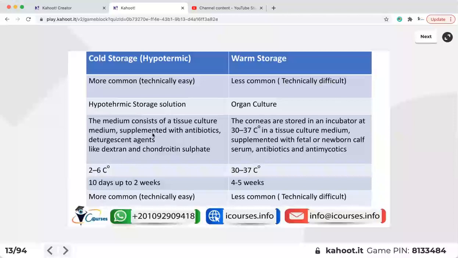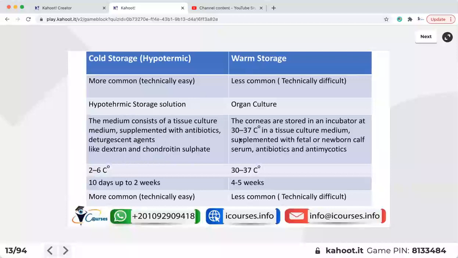But it is a chemical, okay? It is supplemented with antibiotics and a deturgescent agent like dextran and chondroitin sulfate. This agent helps to prevent corneal swelling and corneal edema. So it is very simple to prepare this medium.